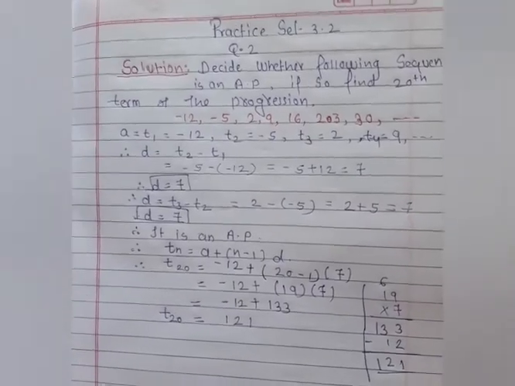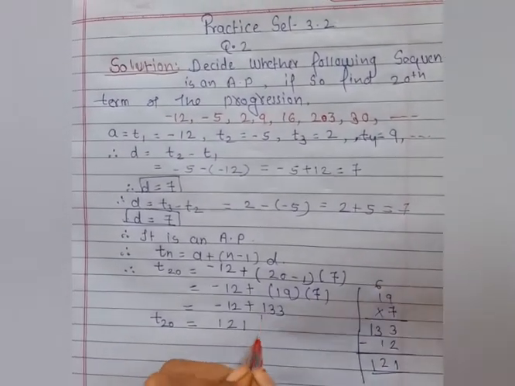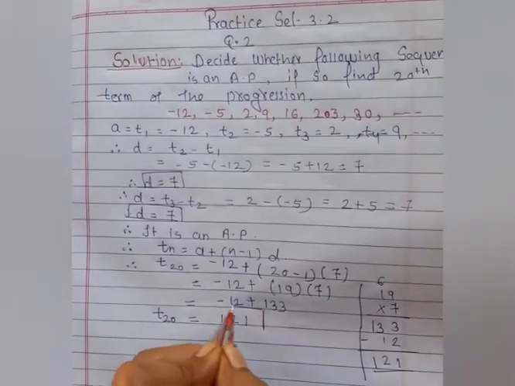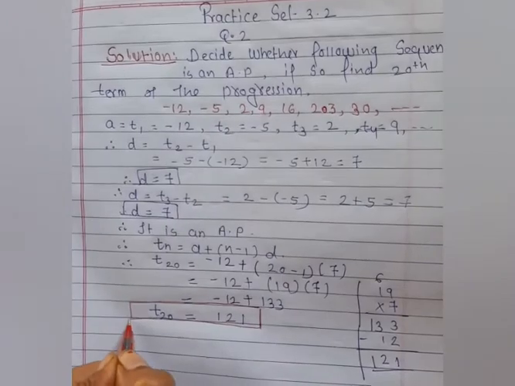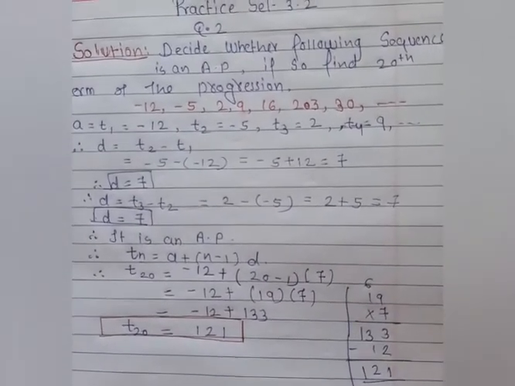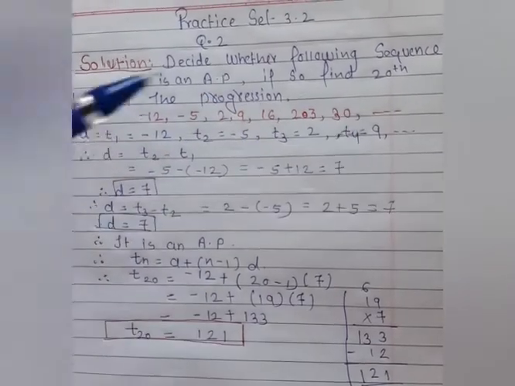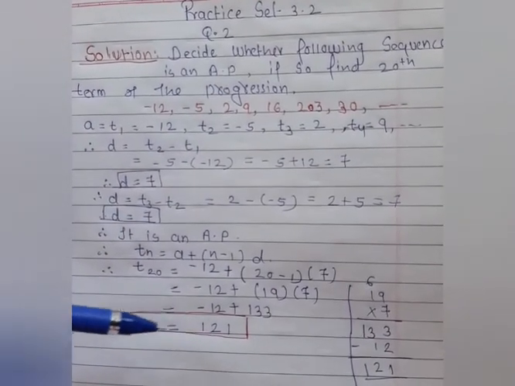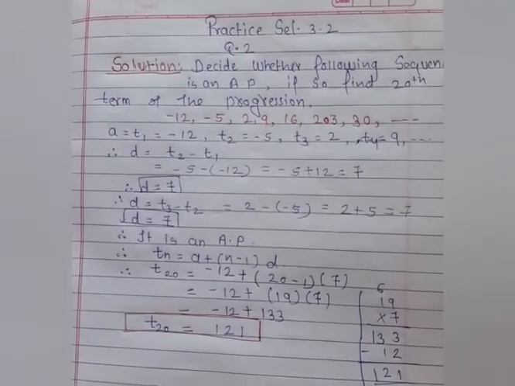So it means students, here we are getting the term T20, whose value is 121. It means in the sequence, in the place of the 20th term, the value 121 is placed. So this is the solution of question number 2.